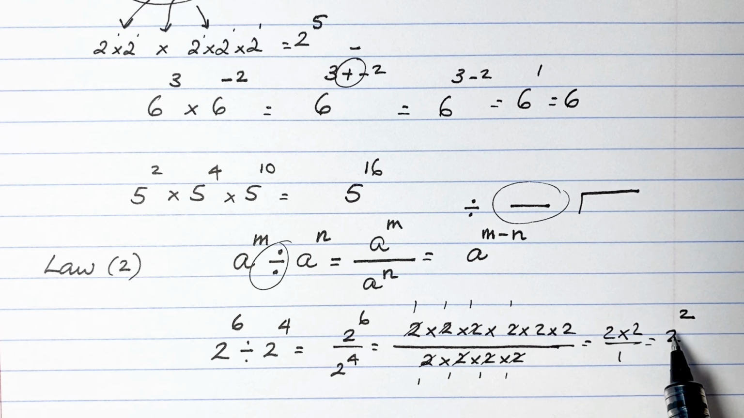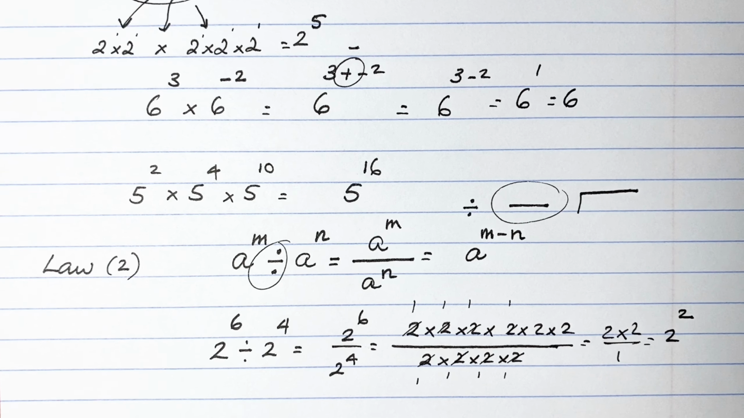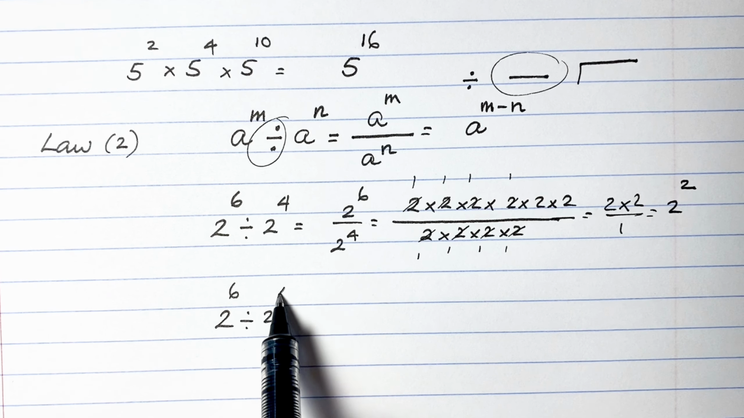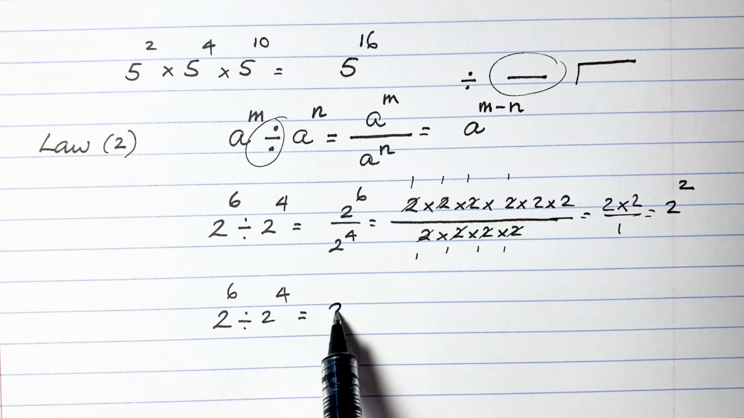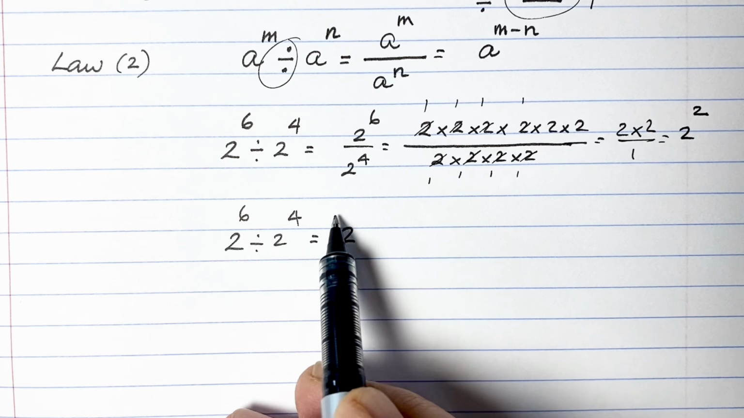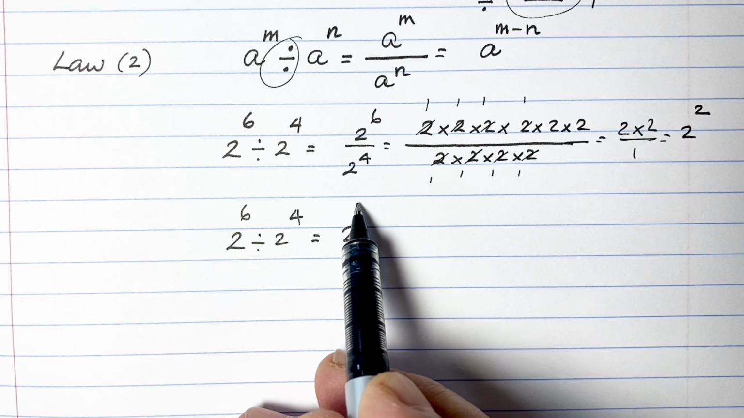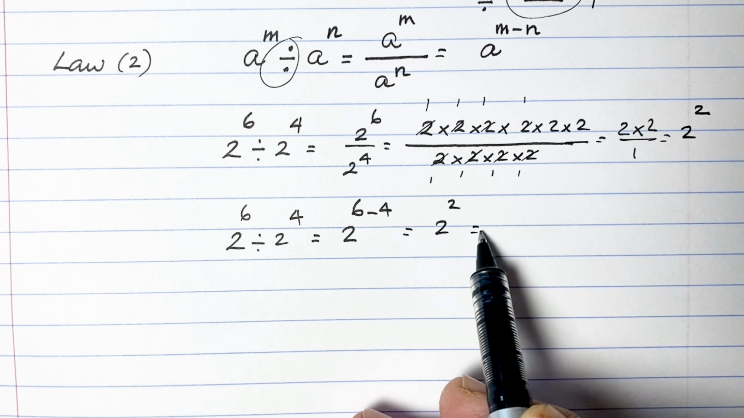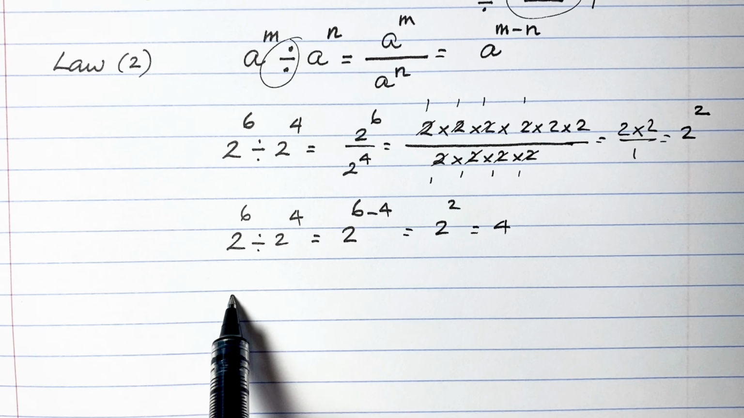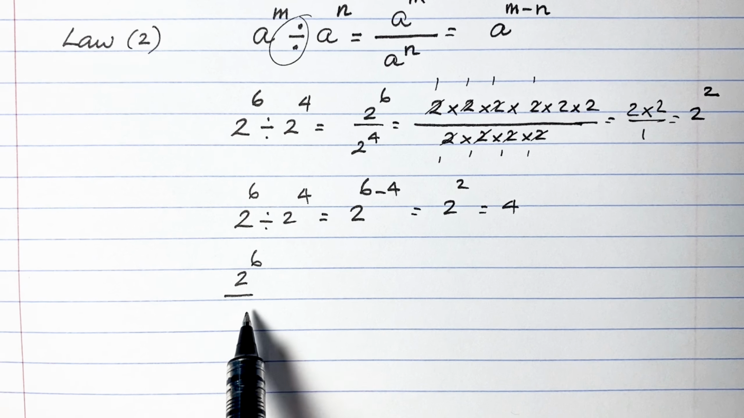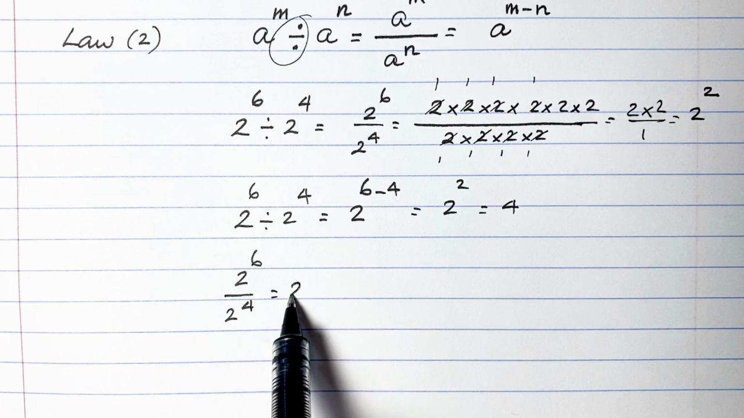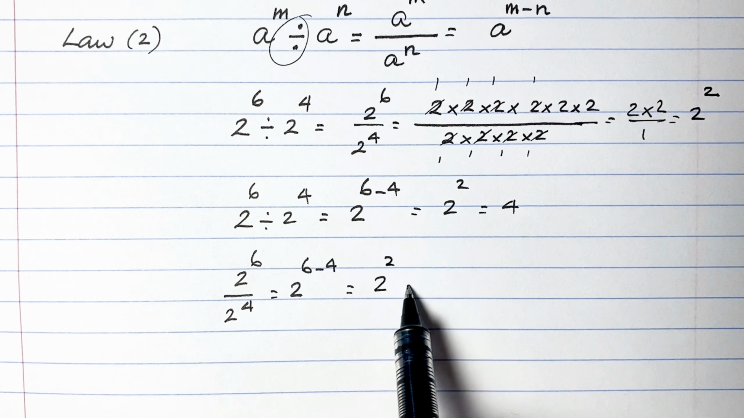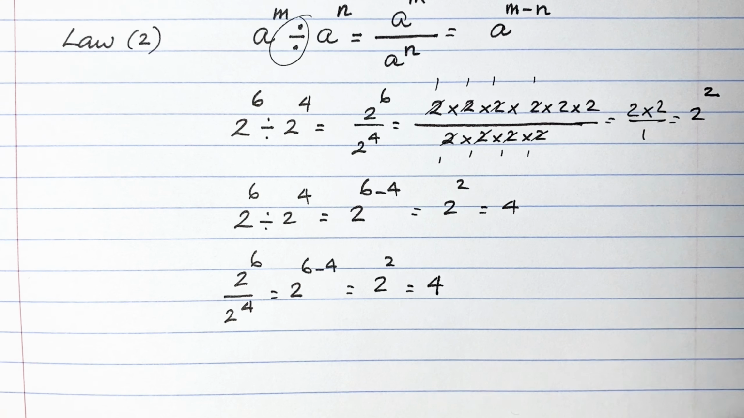But I could have got that answer by 6 take away 4 at the beginning. So applying the laws of indices, number 2, you write the base, the first power minus the second power. That's 2 squared, which is of course 4. It was written in the form of 2 to the power of 6 over 2 to the power of 4. You write the base, top power minus the bottom power. So that would be 2 squared, which is 4. Let's go to law number 3.